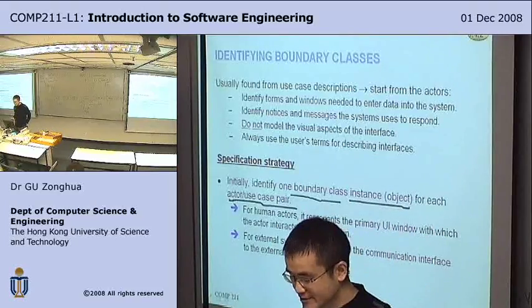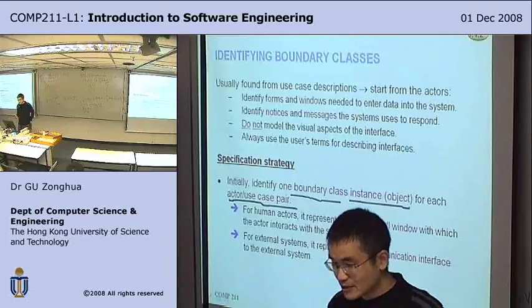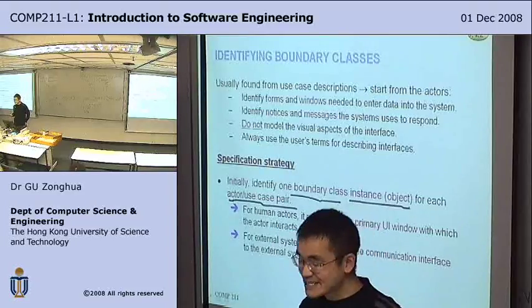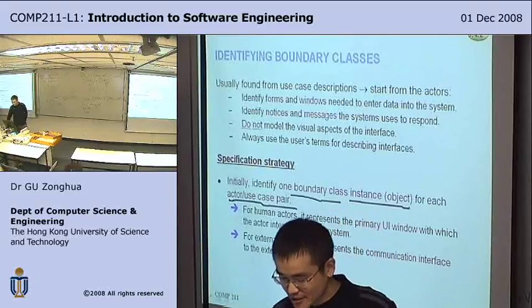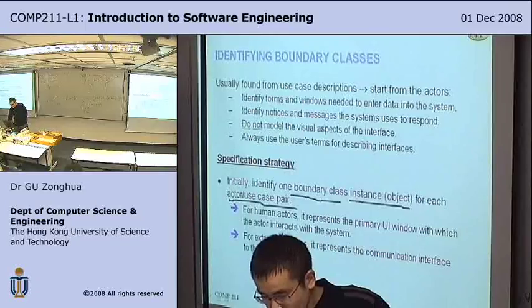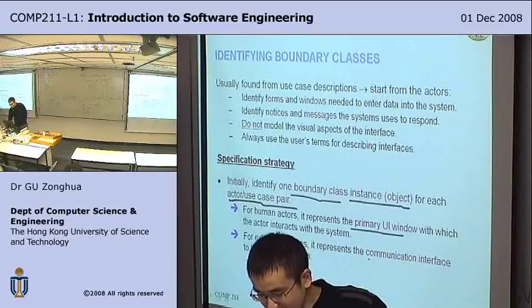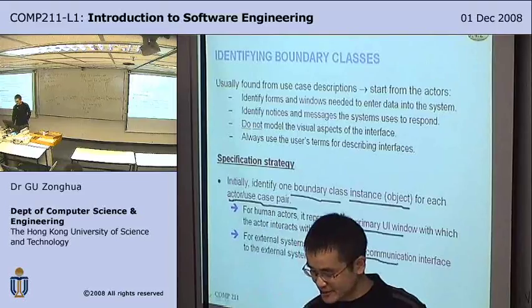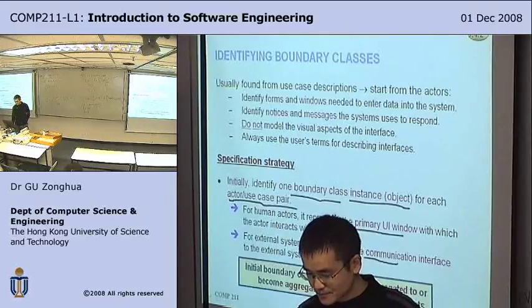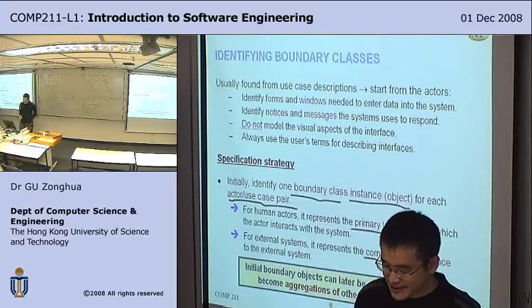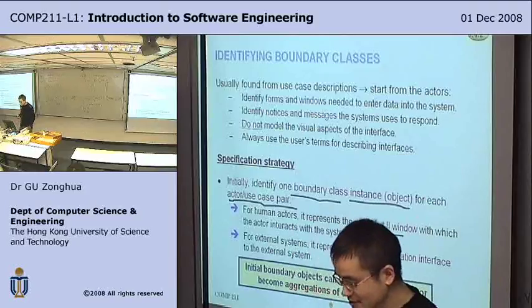Typically, one boundary class has one instance. Obviously, it's not an implementation instance. It's a conceptual instance. A human user represents the primary UI, and an external user represents a communication interface. Later, you can aggregate them into other boundary objects.